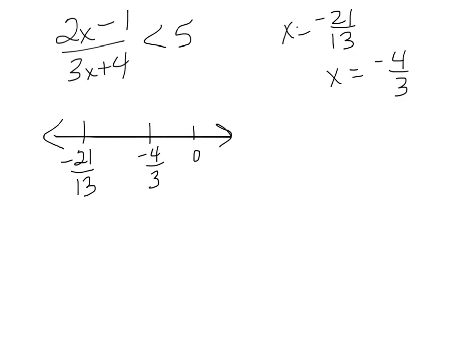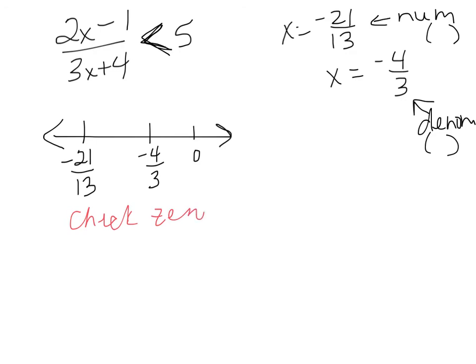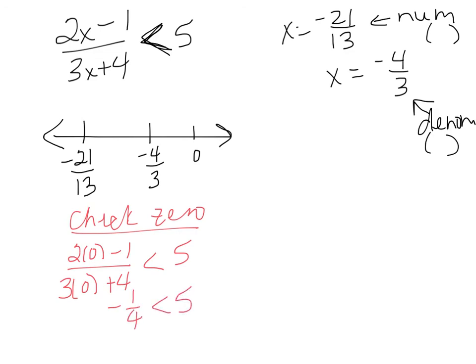So we know we have the negative 21/13 was in the numerator. The negative 4/3 was in the denominator. The beauty of this problem is the fact that all I have is a less than symbol. So I know regardless, both of these are just going to have parentheses on them. Okay, let's check that 0. So if we're going to check 0, we now come up with 2 times 0 minus 1 over 3 times 0 plus 4 is less than 5. So is negative 1/4 less than 5? Heck yes it is. That means where 0 is, it's shaded.